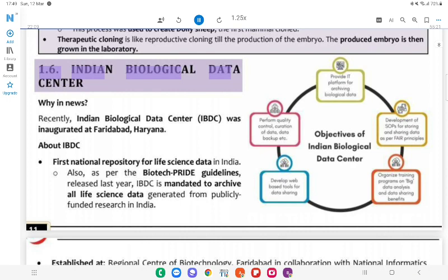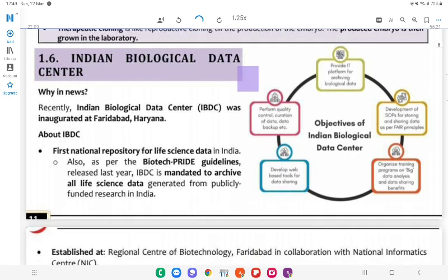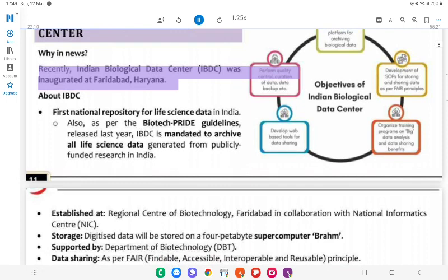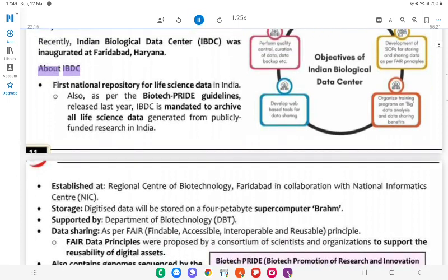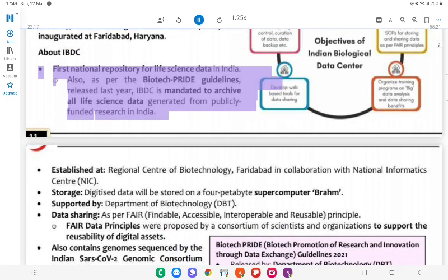1.6. Indian biological data. Why in news? Recently, the Indian Biological Data Center, IBDC, was inaugurated at Faridabad, Haryana. About IBDC. It is the first national repository for life science data in India. Also, as per the Biotech-PRIDE guidelines released last year, IBDC is mandated to archive all life science data generated from publicly funded research in India.